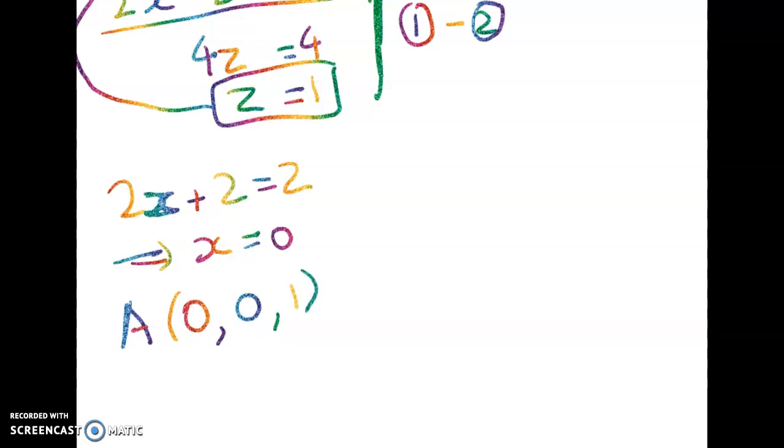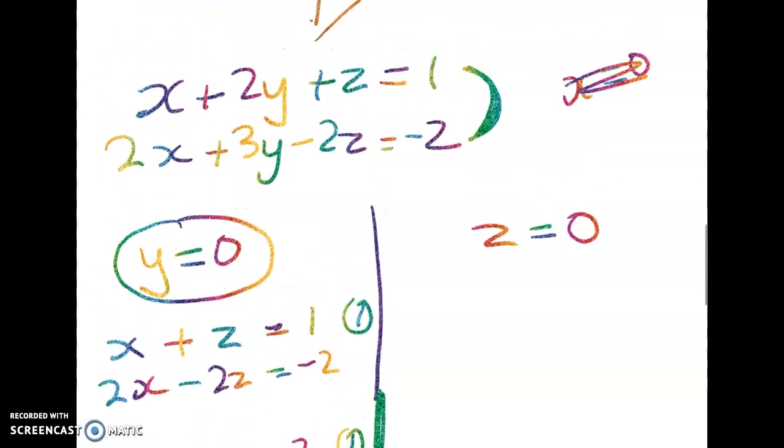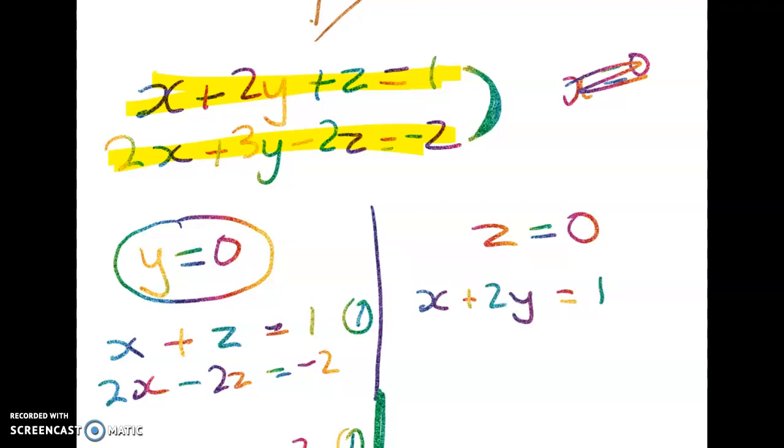So tedious, but not too bad. Now we're going to do the same thing to find our second point where z equals 0. So we go back up here and we look at these two equations and we substitute in z is 0, giving us this: x plus 2y equals 1, 2x plus 3y equals negative 2.